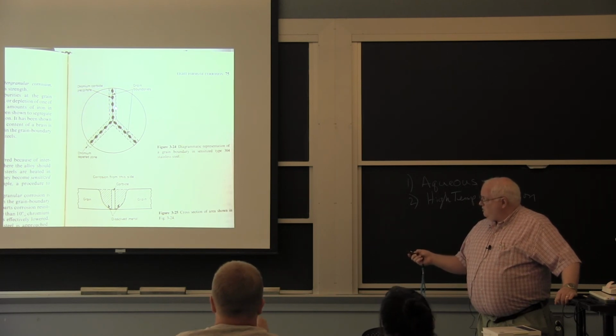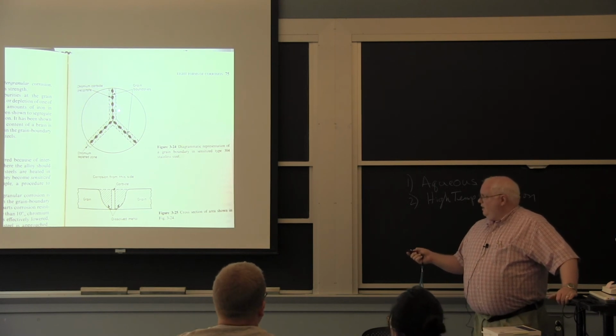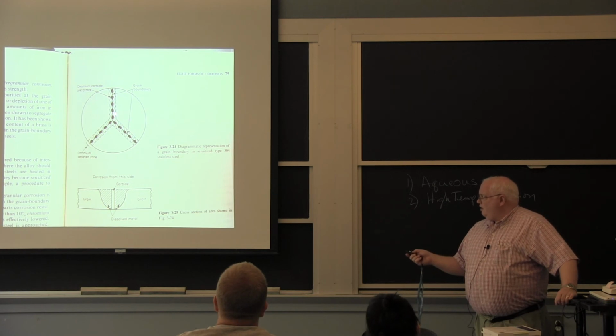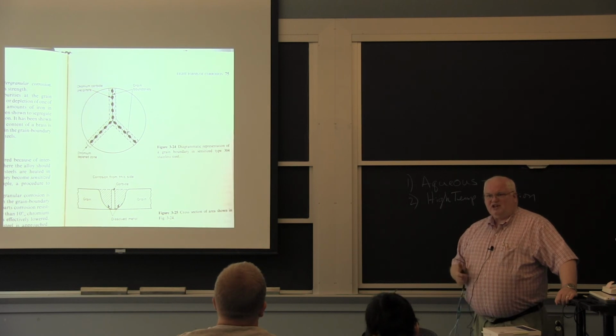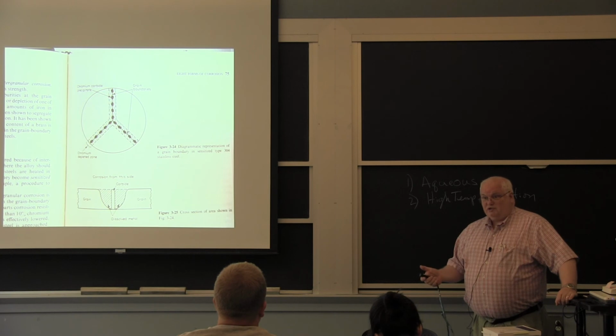You'll form lots of chrome carbides, and you'll end up with a low carbon region, a low chromium region. And so this might be 18% chrome right here, but in this region right here, it could be 10%. I've measured 8% chrome in some what we call sensitized stainless steels. Well, 8% chrome is not enough to be corrosion resistant.